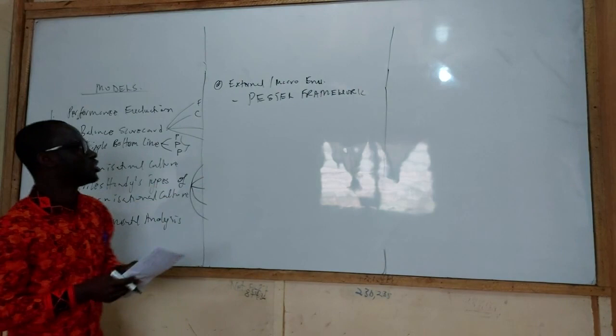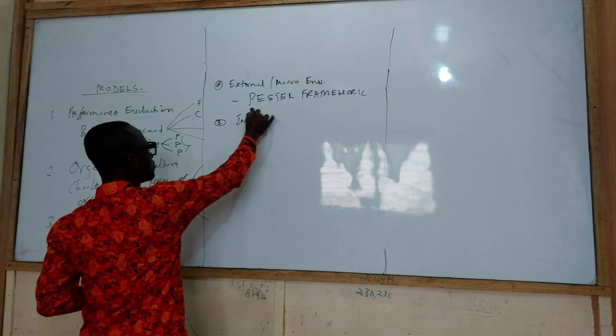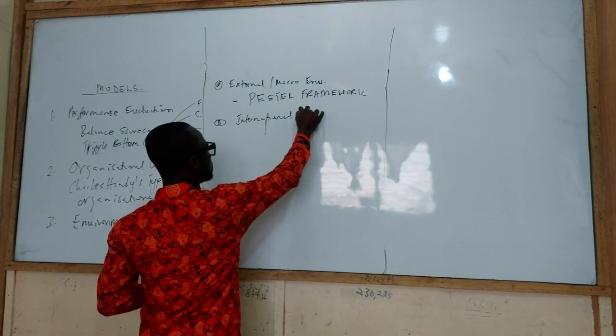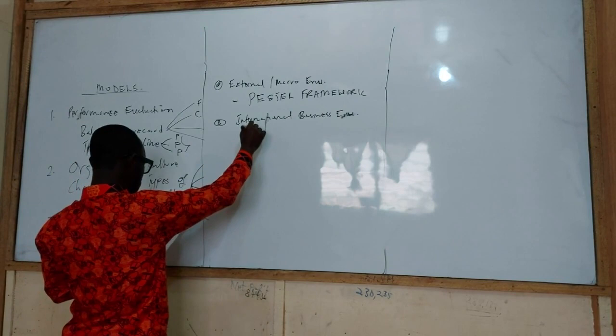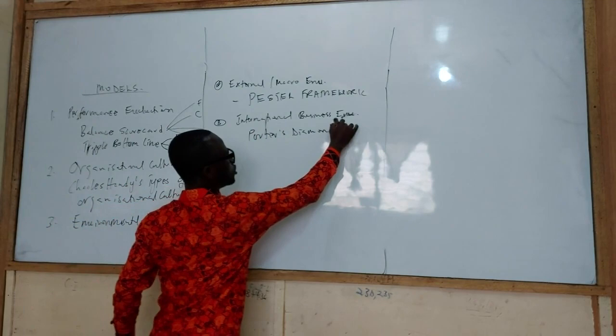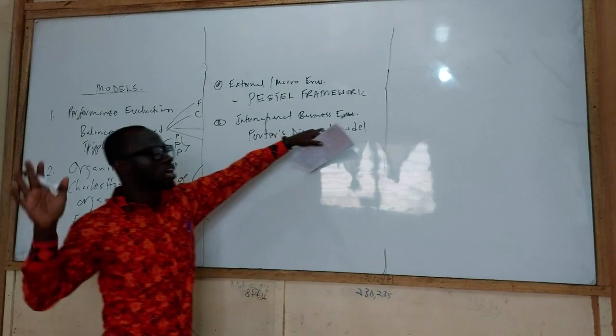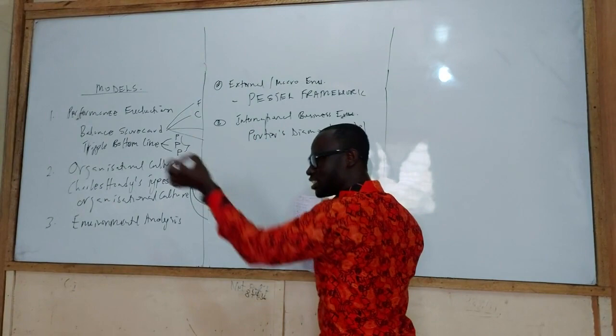Then we come to the second one, and that is going to be the international business environment. This is where we're going to be using Porter's diamond, Michael Porter's diamond model. So the question we are asking ourselves under international business environment is, why are some countries enjoying competitive advantage in certain industries over other countries? That is the idea about the international business environment.